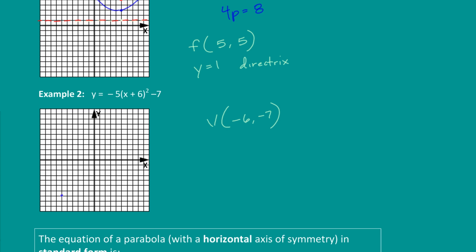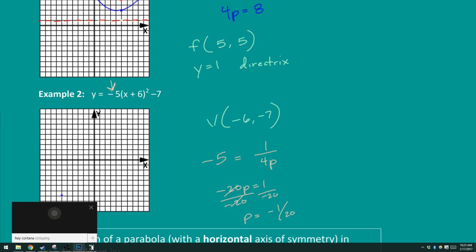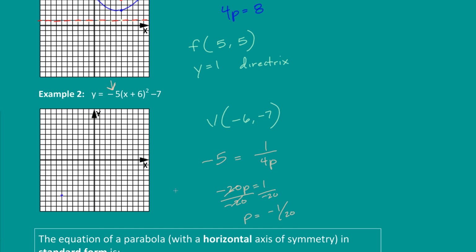But what is our p value? Well, I know that the value in front, -5, equals 1 over 4p. If I cross-multiply both sides by 4p, I get -20p equals 1, and then I divide both sides by -20. I get p equals -1/20. So this is a very tiny value up and down. The big part I'm interested in is that because this is negative, the parabola is going to open down.